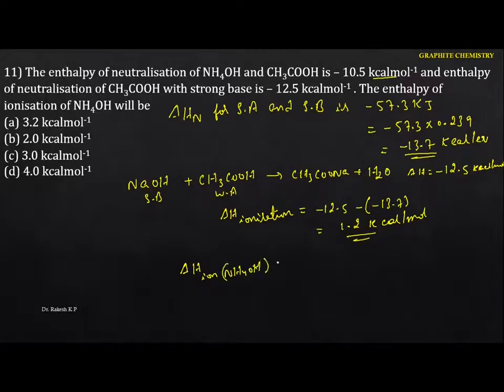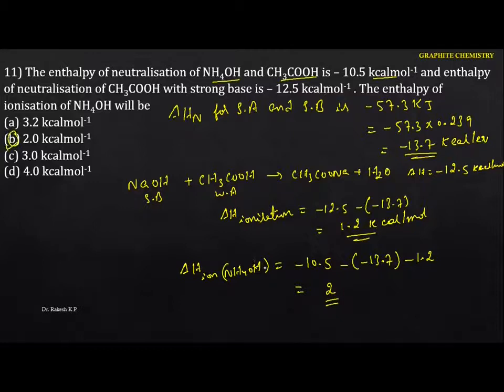Especially in this case, both are weak, the weak base ammonium hydroxide as well as the weak acid. What value is given? That is minus 10.5. So minus 10.5 minus of minus 13.7, similar to the previous one, and also we have acetic acid. What is the energy we have here? That is minus 1.2. Now if you do the calculation, we get the value 2, so the option will be B.